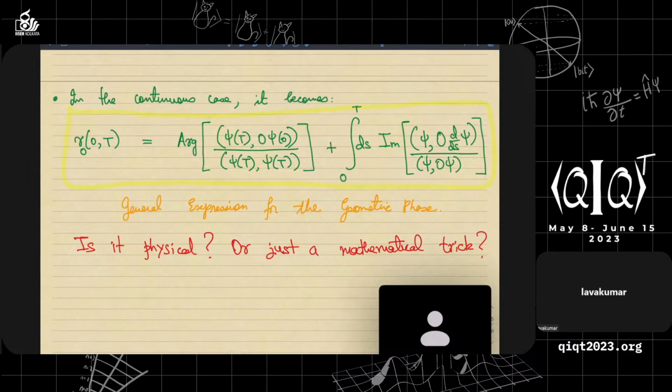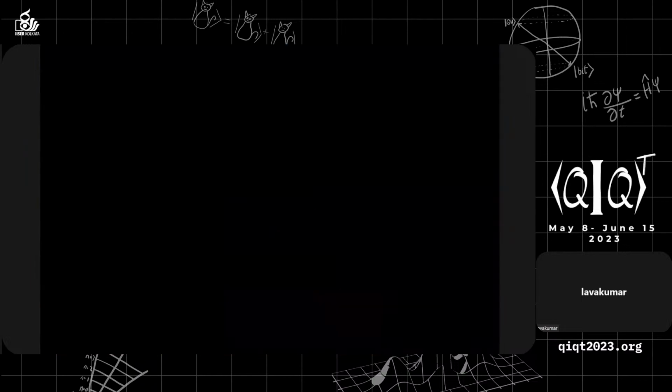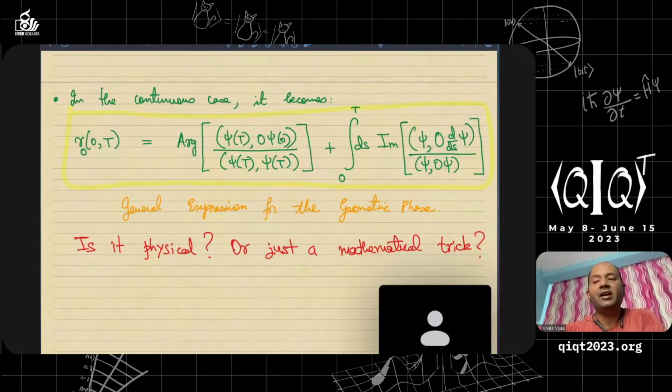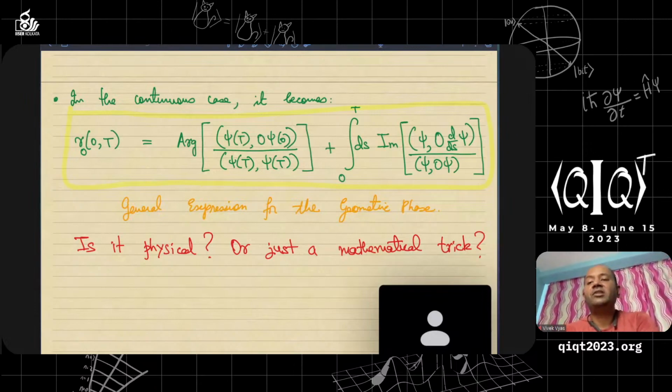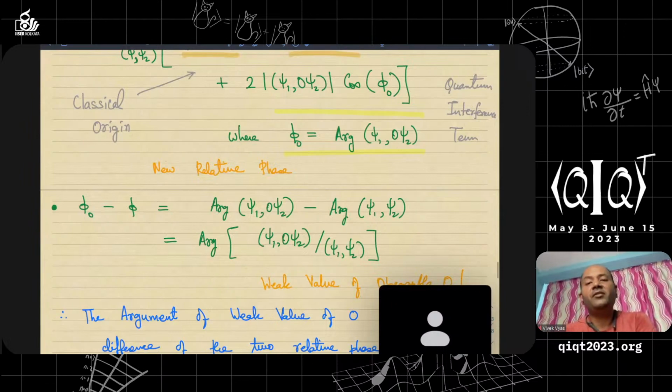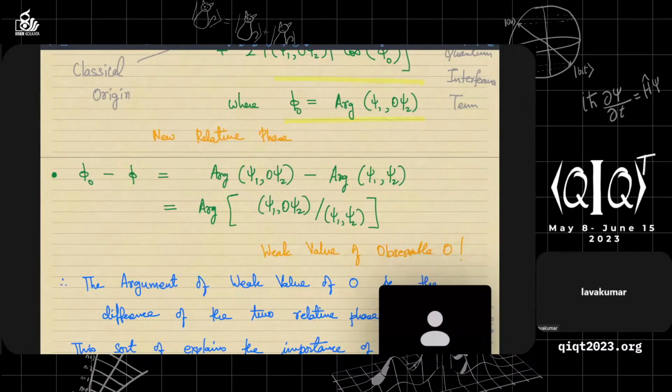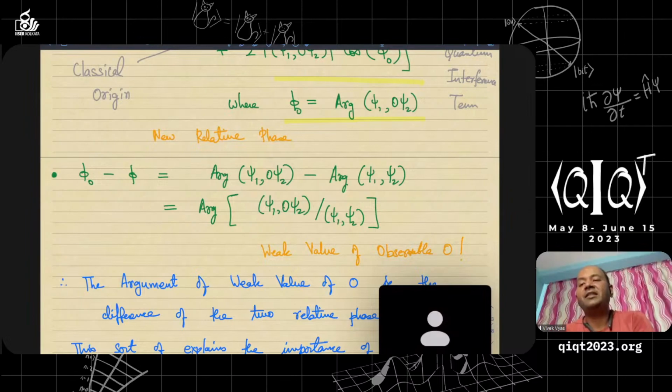At one place you wrote phi naught minus phi equal to... Yes, there I wanted to highlight that this is the weak value. When you look at the difference in the relative phases, that comes out as the argument of the weak value of the observable. Okay, and here you wrote it as a ratio, right? Yes, and that comes from the property of the argument. The argument is the angle of the complex number, so you can just use that and write it.